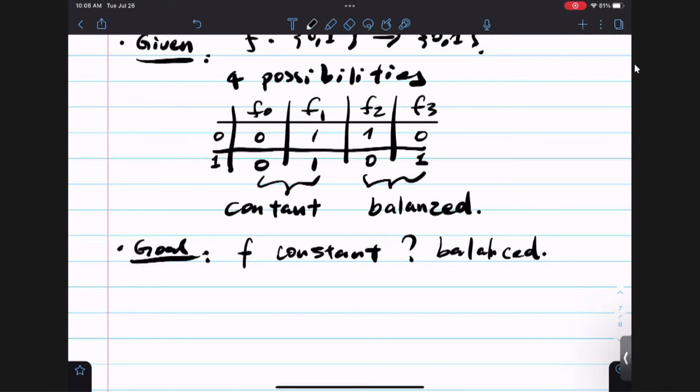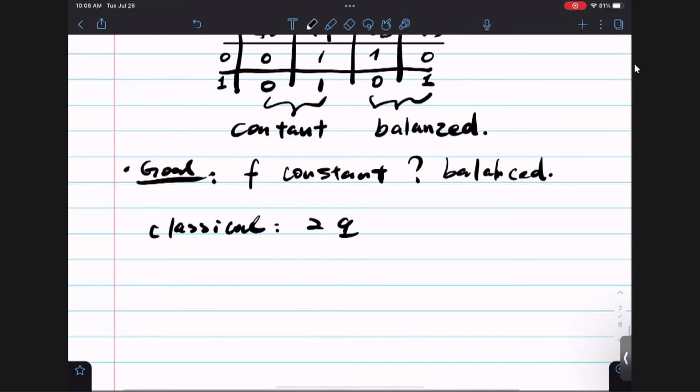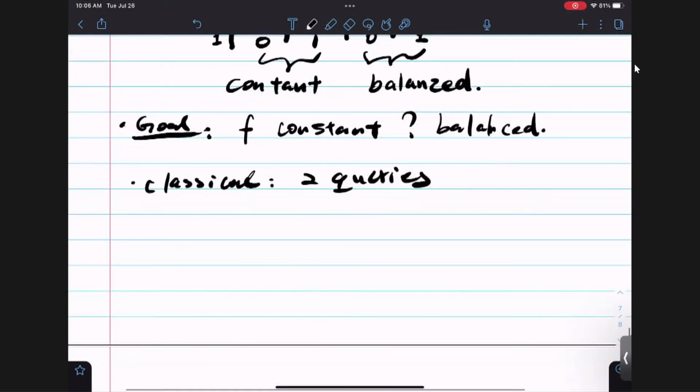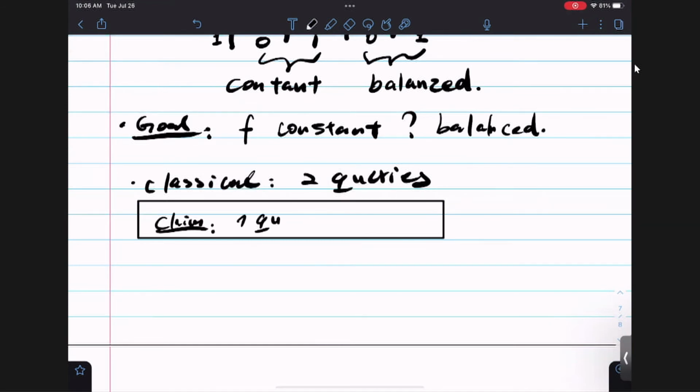So how do you solve this classically? Well, you just query the input on 0 and 1, and then compare the outputs. So 2 queries are definitely sufficient, but you can immediately convince yourself 2 queries are also necessary, because without querying one of them, you would never know if the outputs will be the same or not. So classically, 2 queries are both necessary and sufficient. And I want to show you that with a quantum computer, we can solve it with just 1 query.